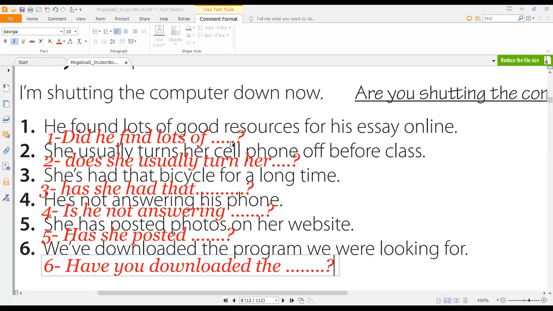Yesterday, we learned how to form yes or no questions, and we learned how to give short answers. These statements, you changed them into questions yesterday, and these are your answers, which I have just written in red color. Number one, he found lots of good resources. The question is, did he find lots, and so on.